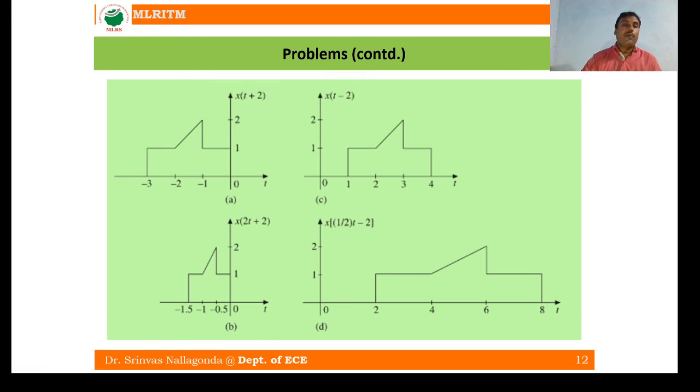Now we will take some more examples. x(t plus 2) and x(t minus 2). Here also this is one signal and this is another signal. Here x(2t plus 2), and the scaled version is also there. This is also a scaled version. This is the compression, this is the expansion.